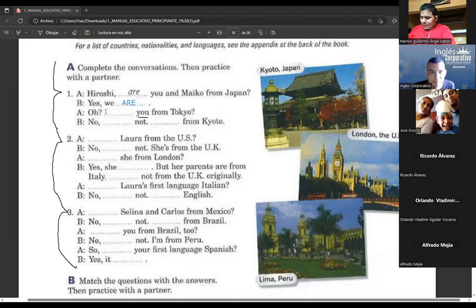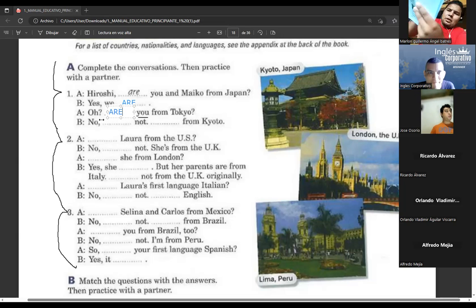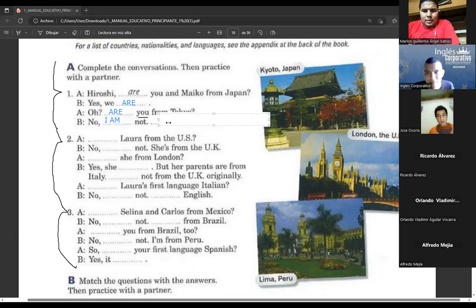Are you from Tokyo? No, I am not. I am from Kyoto.